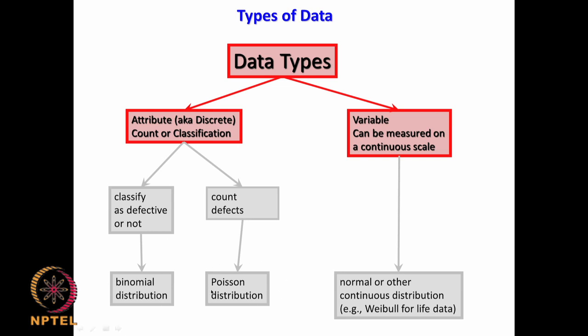Then we also have the Poisson distribution. This is again giving a count. For example, there are 3 road accidents in the city of Chennai in a month's time.